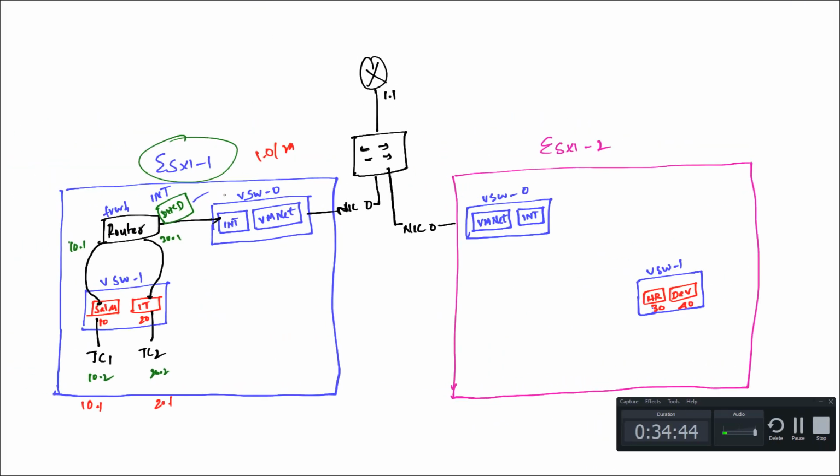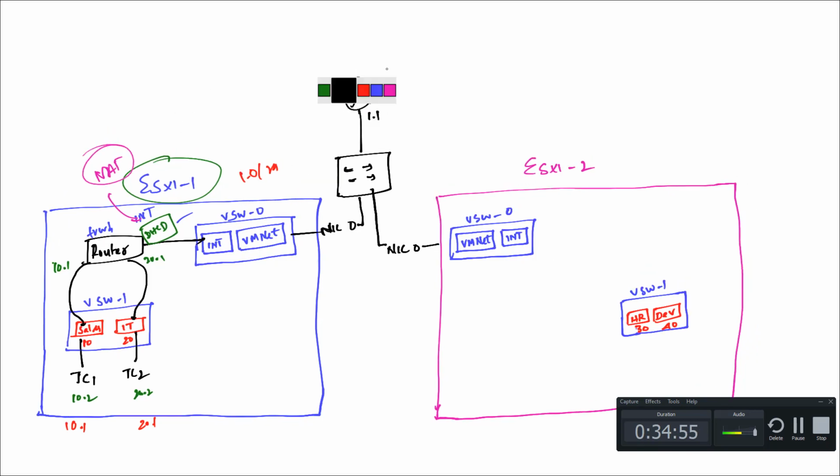In order for these devices to reach the internet, we have to configure network address translation on the router. In the previous class, we were configuring this router and we created a static route for 10.0 and 20.0. Instead of doing it that way, let us go and create a network address translation.